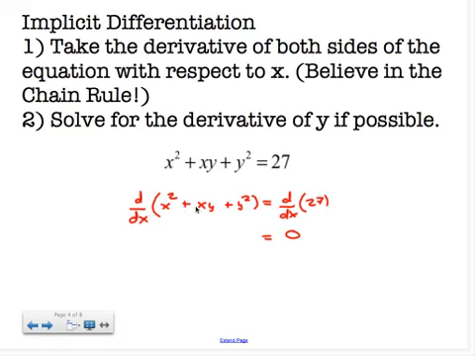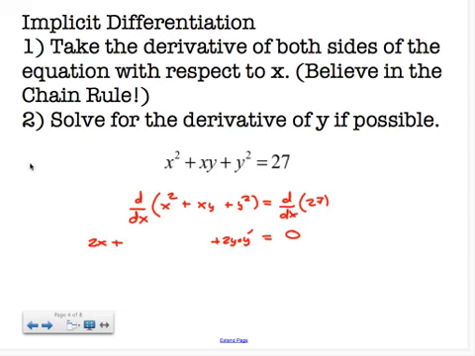Now, the derivative of a sum is the sum of the derivatives. So I have the derivative of x squared, which is 2x. We've already done the derivative of y squared on the previous slide. That's 2y times y prime, or times dy/dx, whichever symbol you like to use. And now I need to do the derivative of xy. Okay, so I'll put a plus sign here.